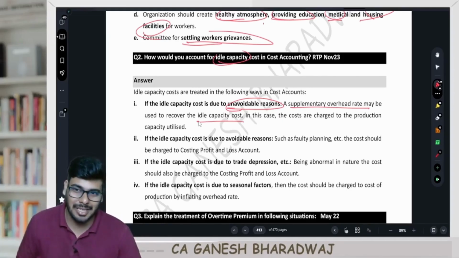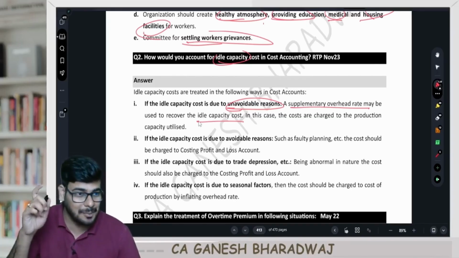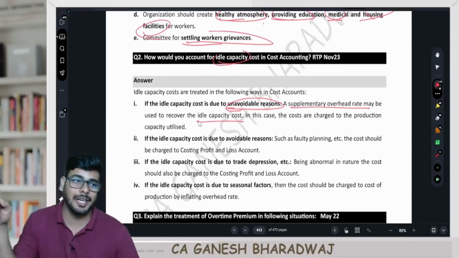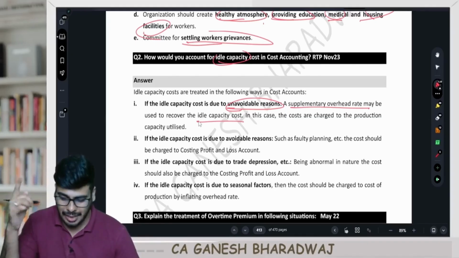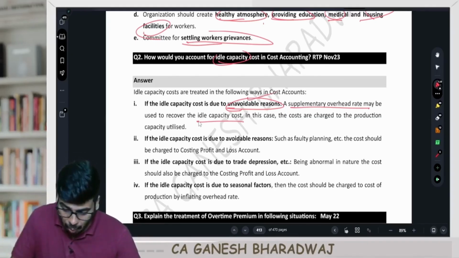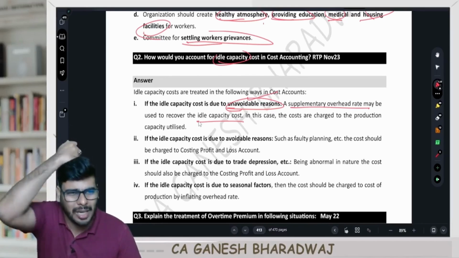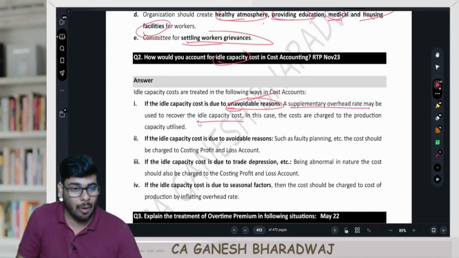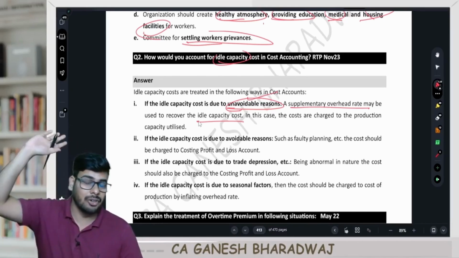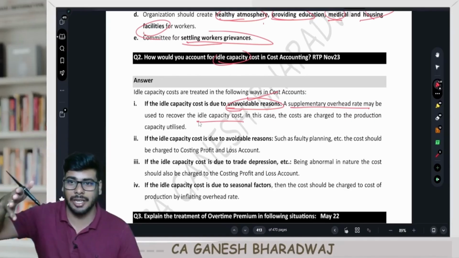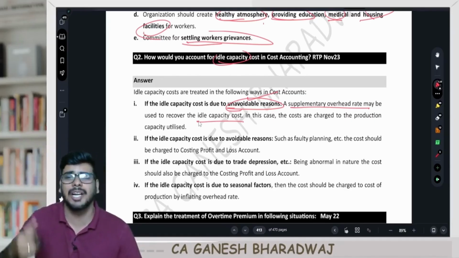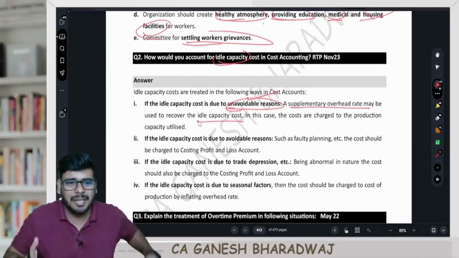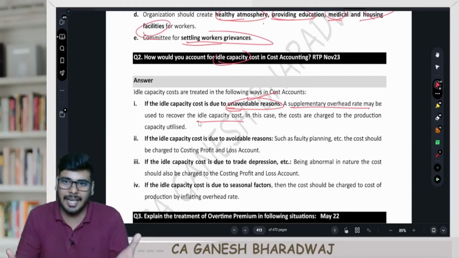Are you clear with this? I am not able to recover my full overheads. In that case, it's called under absorption. Right? Under absorption, I can account for it for normal, abnormal reasons and all. Normal reasons, basically unavoidable, means what? Anyways, whatever you do, it will be there. Unavoidable is not abnormal. Unavoidable means it cannot be avoided. By nature, it is inherent in the process.